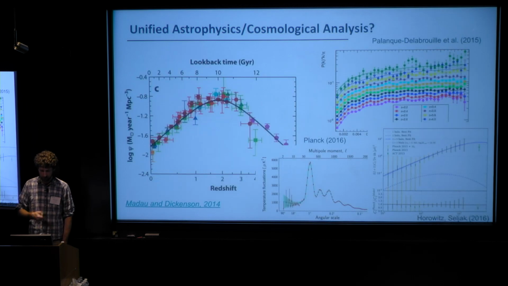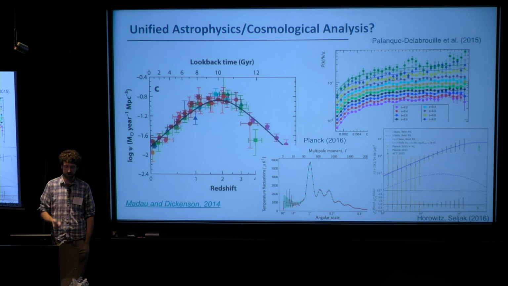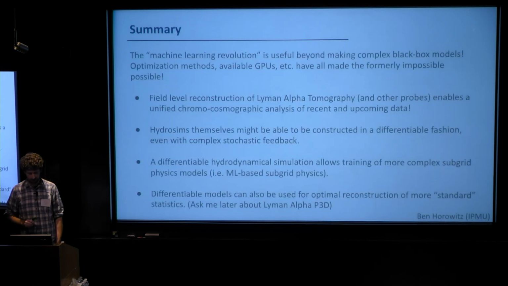And so, of course, the goal is not just one observable, but to fold in every observable you have, astrophysical and cosmological, run a big sim, and then jointly fit for all of these things. And with that, I'll just leave up my summary slide and leave a few minutes for questions. Thanks.